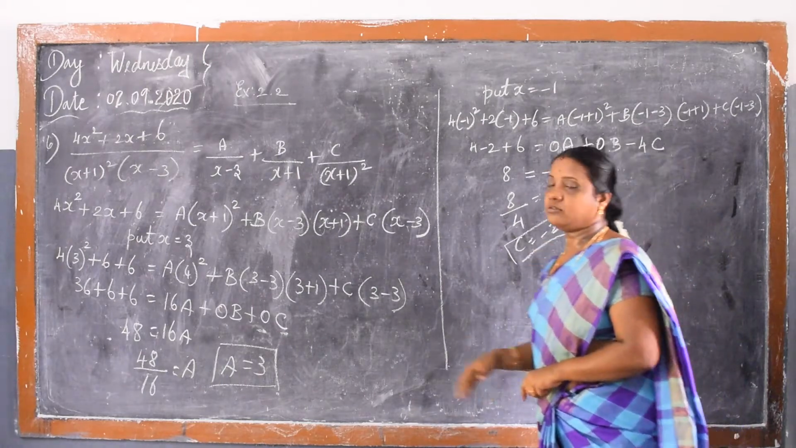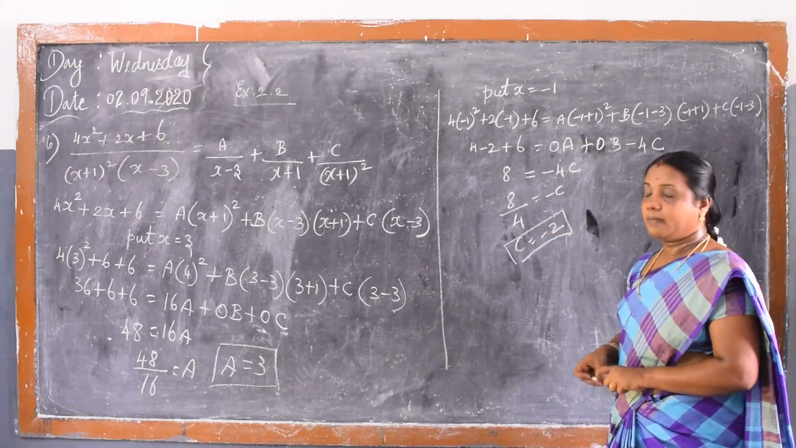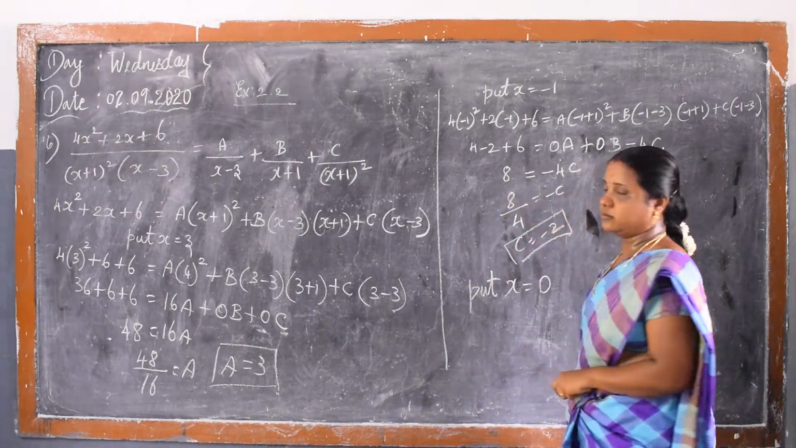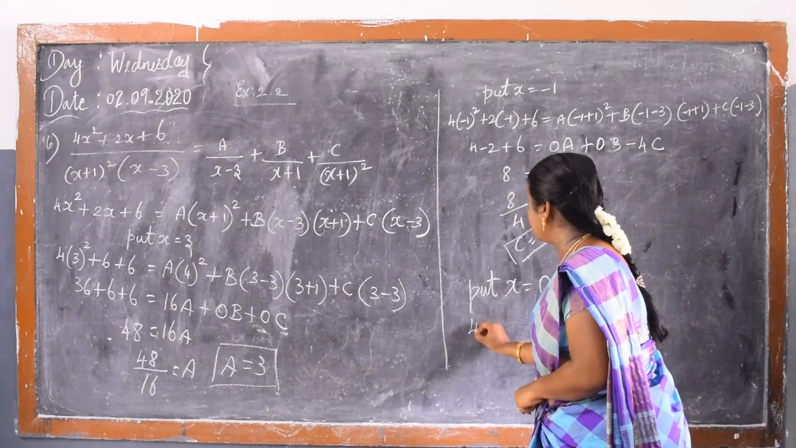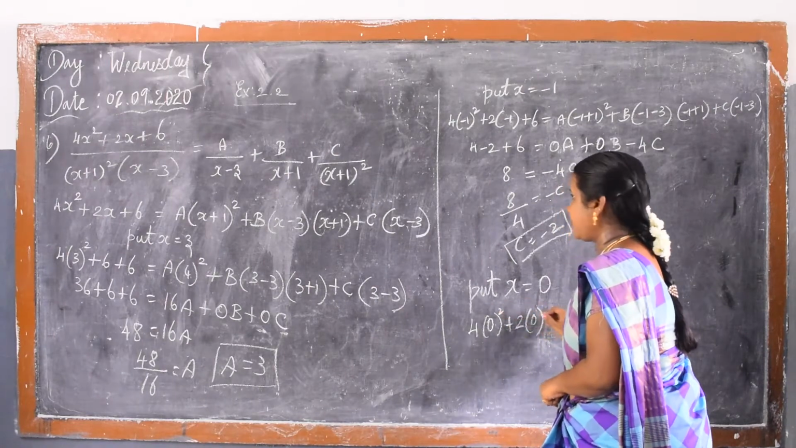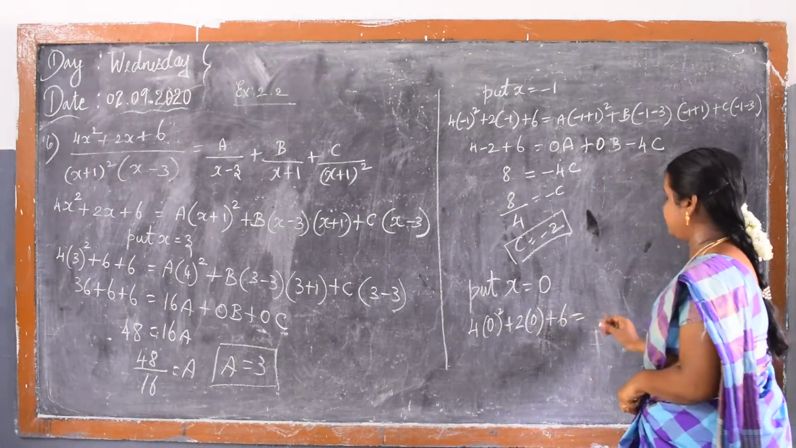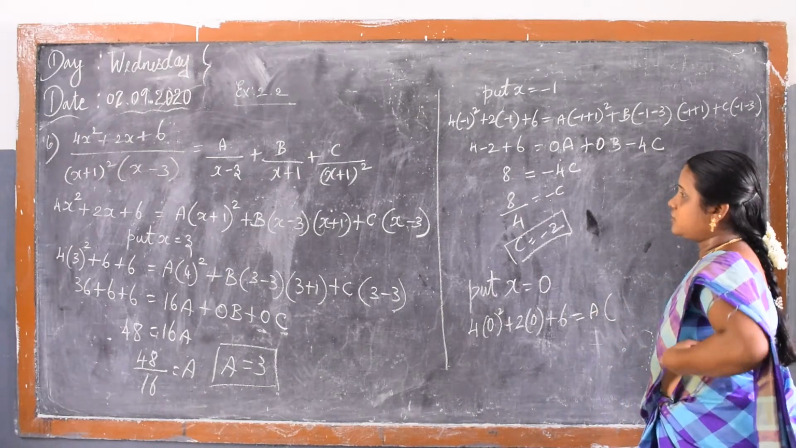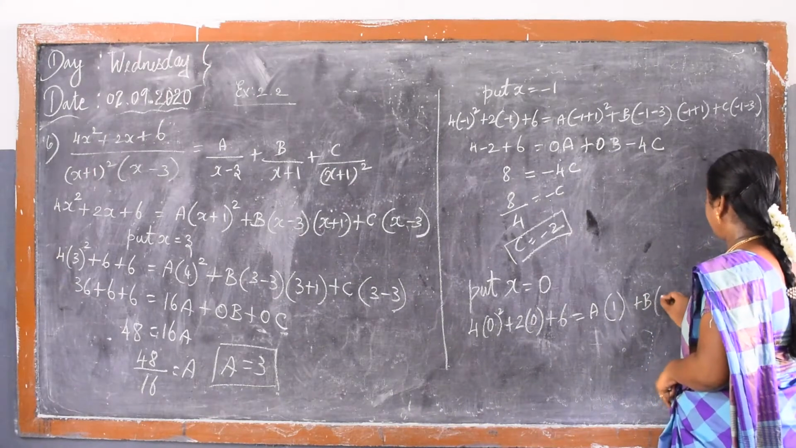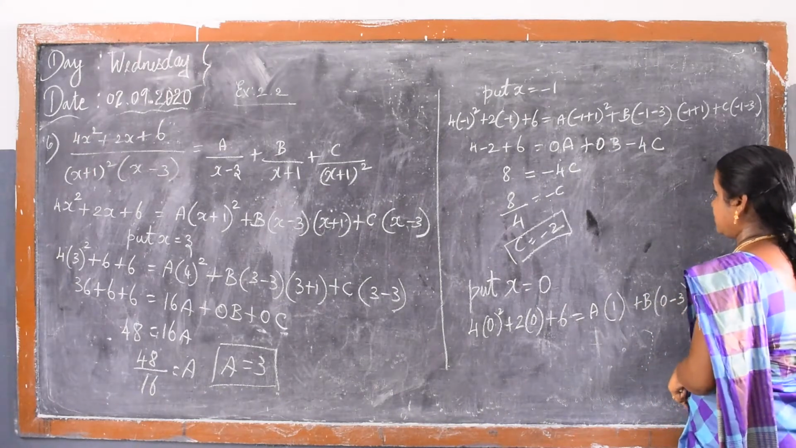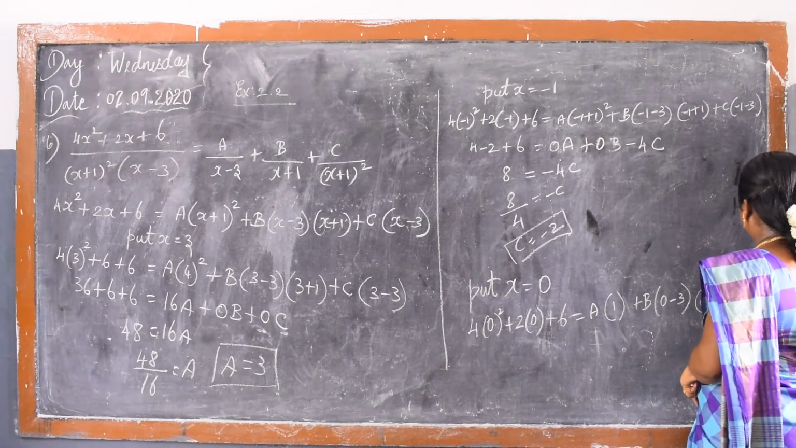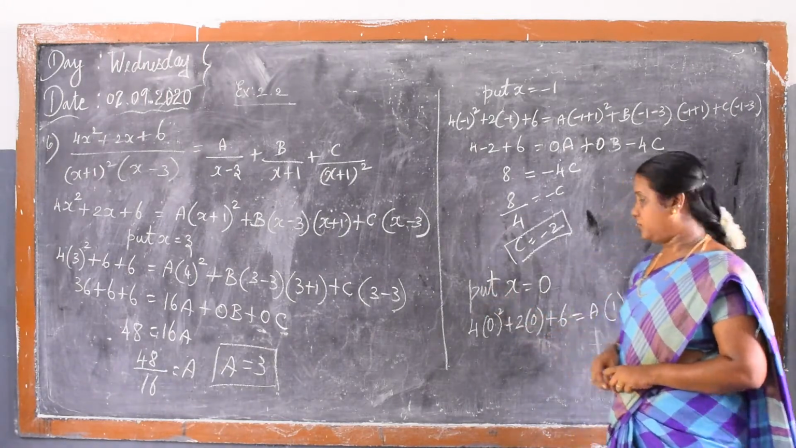Now I got the A value, then the C value. Next we have to find the B value. For that I am going to put x is equal to 0. Write 0 here in the place of x. So 4 into 0, 2 into 0 plus 6 is equal to A into, put x is equal to 0 here, 0 plus 1 is 1, plus b into 0 minus 3, into 0 plus 1, plus c into 0 minus 3. In the place of x, you have to put 0, that's all.